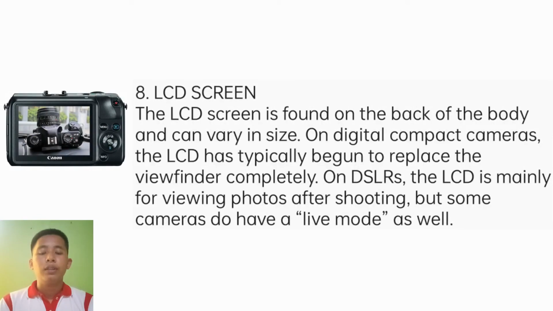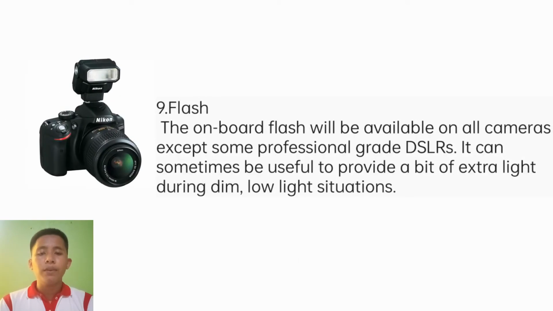Number 8, LCD screen. The LCD screen is found on the back of the body and can vary in size. On digital compact cameras, the LCD has typically begun to replace the viewfinder completely. On DSLRs, the LCD is mainly for viewing photos after shooting, but some cameras do have a live mode as well. Number 9, flash. The onboard flash will be available on all cameras except professional grade DSLRs. It can sometimes be useful to provide a bit of extra light during dim, low light situations.